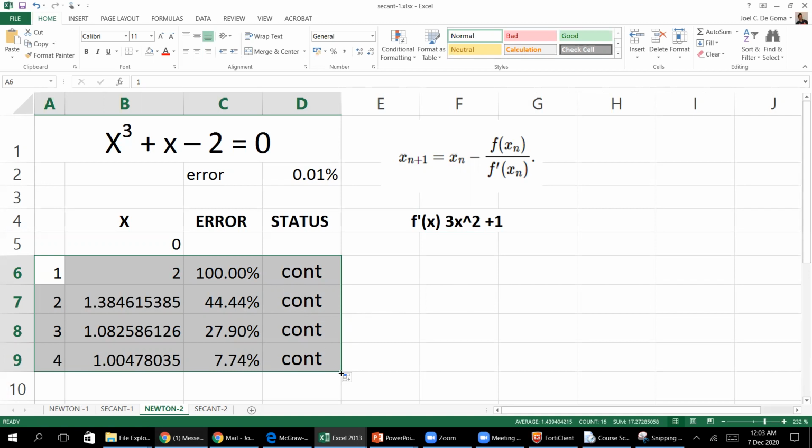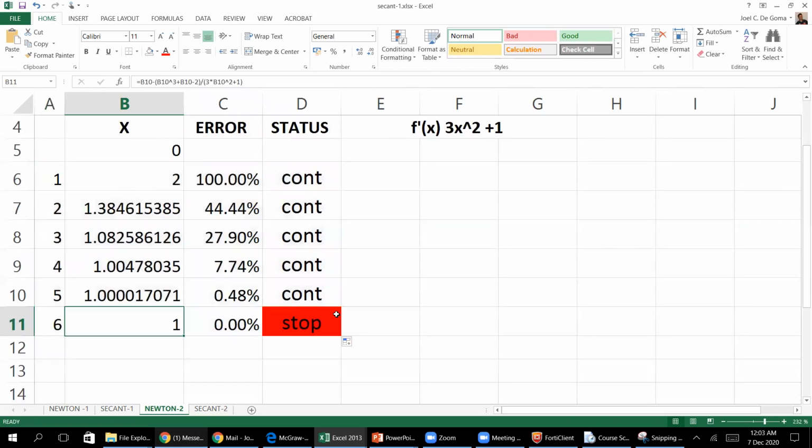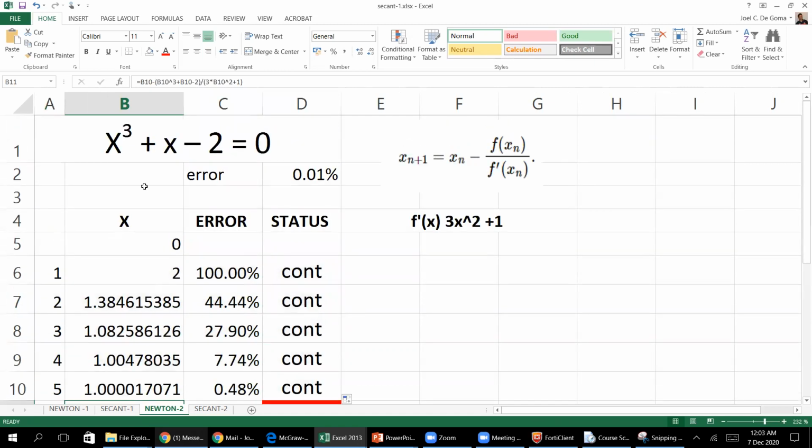So let's continue our solution. So 1.001 has an error of 0.48, not yet acceptable. So substitute 1.001 again to our working equation. We have 0.00. So the result is 1. Okay, so we stop here. So tama naman to kasi 1 cubed plus 1 minus 2 is 0. So that will be the root.